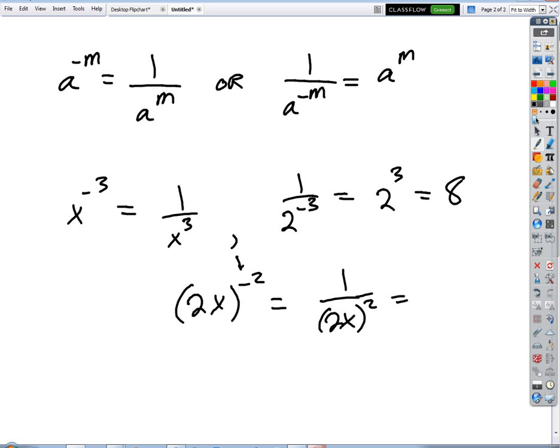I'm going to distribute, aren't I? I'm going to take that 2 and just distribute it to both parts. So I'm going to get 1 over 2 squared times x squared. And what's 2 squared? 4. Good. So I'm going to get 1 over 4x squared.